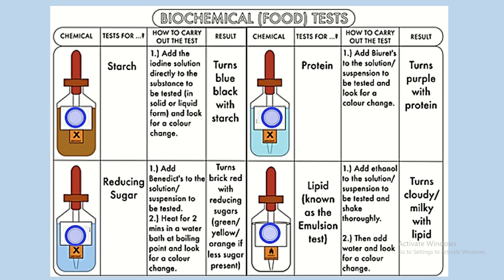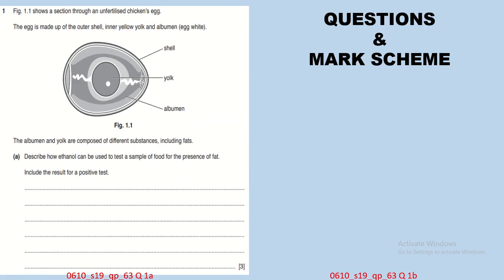So let's talk about the emulsion test for fat. You add ethanol to the solution or suspension and then shake thoroughly. Then you add water. You look out for color change. If it turns cloudy or milky, then you can know that lipid is present. Okay? So please take note of this. These questions usually come so direct in past papers. Let's look at some questions and see what is expected of us.